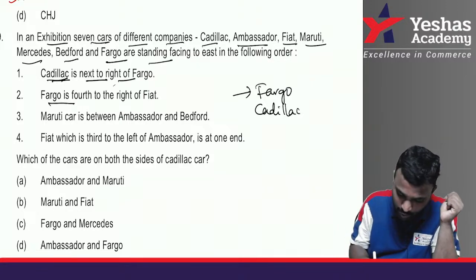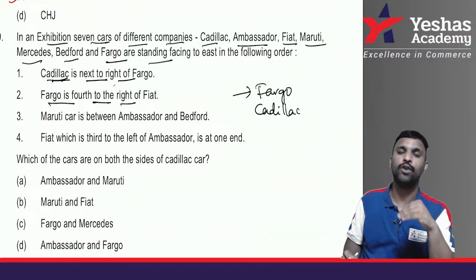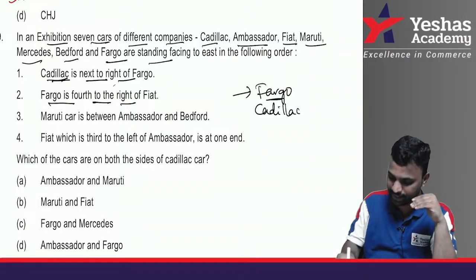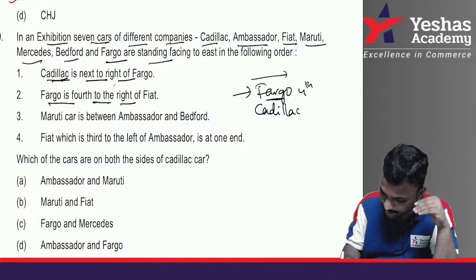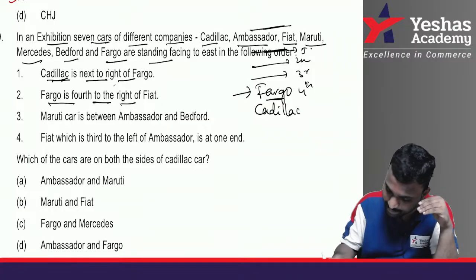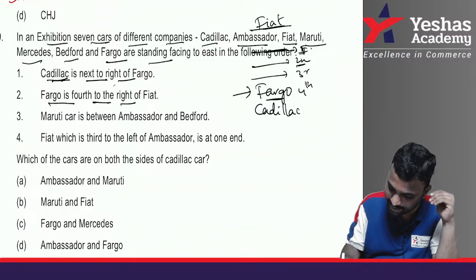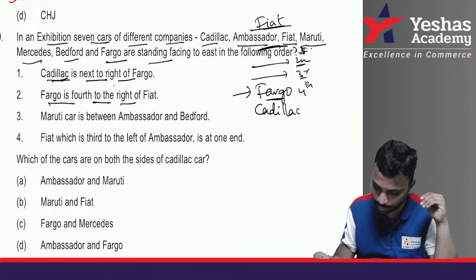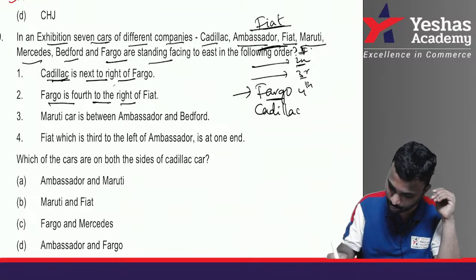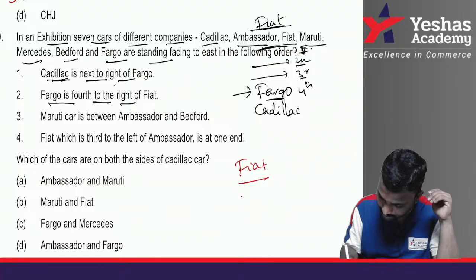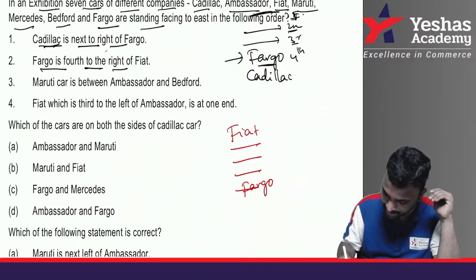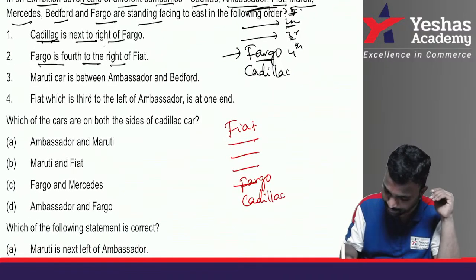Have you understood? Fargo is 4 to the right of Fiat. Fargo is 4 to the right of Fiat means this is the fourth position, this is the third position, this is the second position, this is the first right, and here should be Fiat. From Fiat, first right, second right, third right, and fourth right is Fargo. That means between Fiat and Fargo, there are 3 cars. Here is Fargo. And from Fargo, Cadillac is immediate right, that means immediately below.